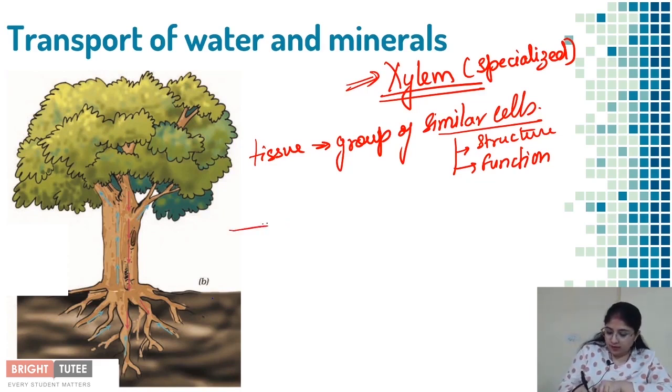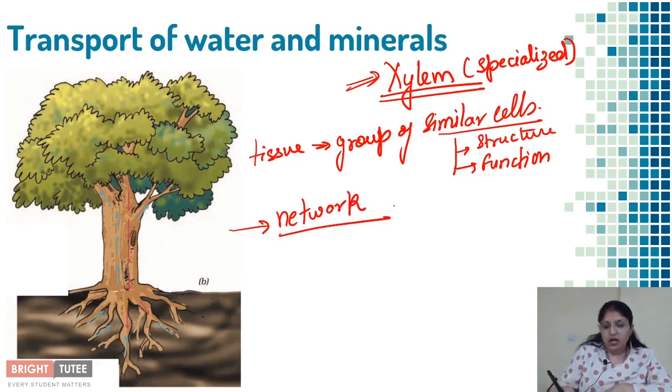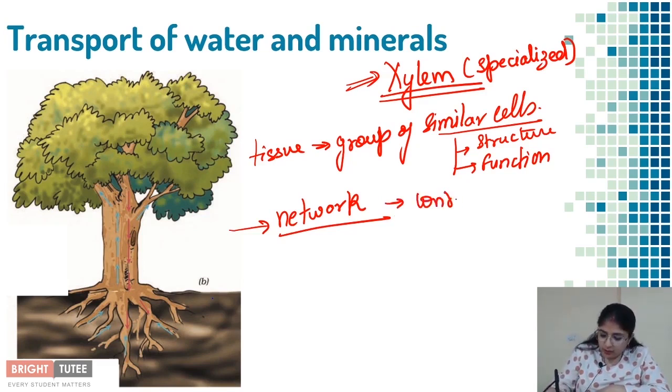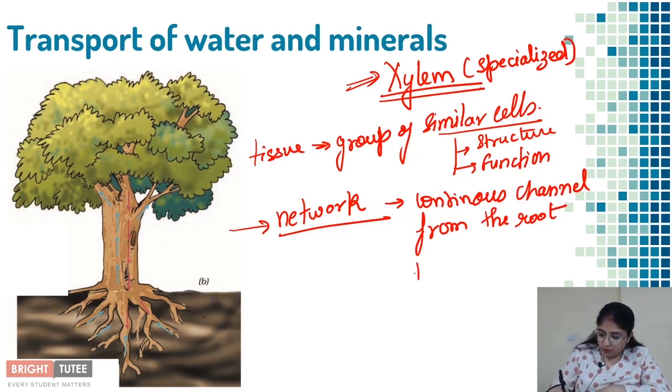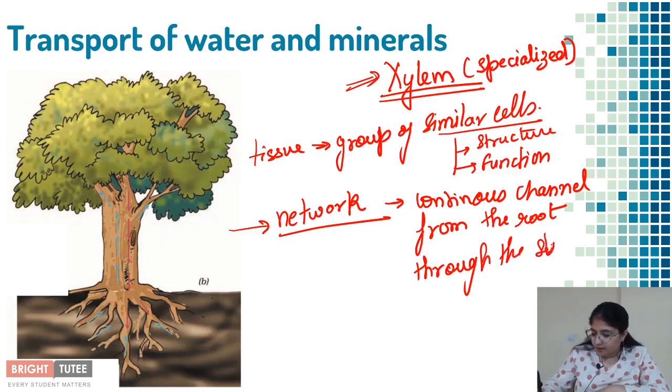So the xylem forms a network of pipe-like structures. It forms a network which allows the movement of water and minerals from one part to the other, right? This network is actually a continuous channel from the root through the stem to the leaf, right?